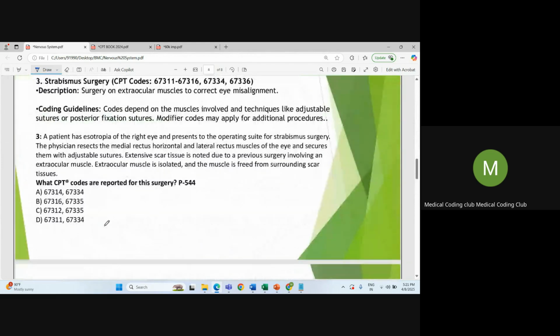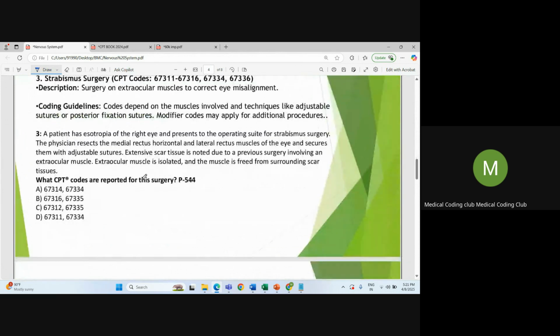So see here, one more important question regarding strabismus surgery. I hope everyone will be aware of strabismus surgery. I'll just explain. In strabismus surgery, you have to check where they are performing the surgery, like horizontal muscle or vertical muscle. That you need to check. And after that, we have to check whether any additional procedure is utilized or not. So in our question, the physician resects the medial rectus horizontal and lateral rectus muscle. So two horizontal muscles are being used here. So for two horizontal muscles, what will be the code? We will check.